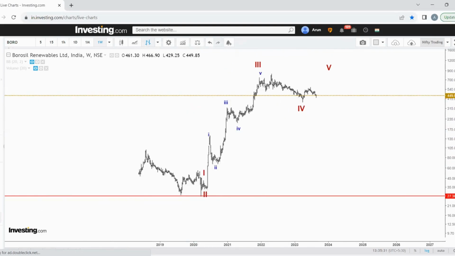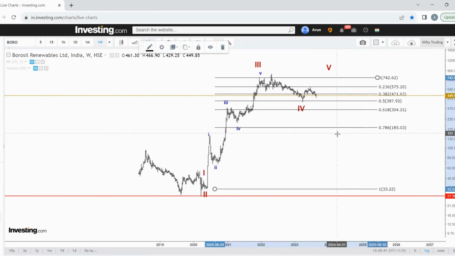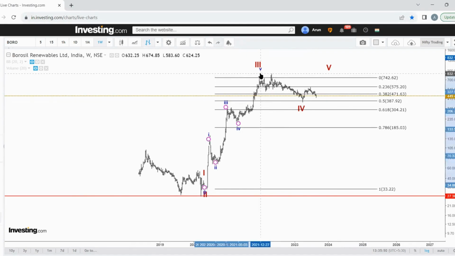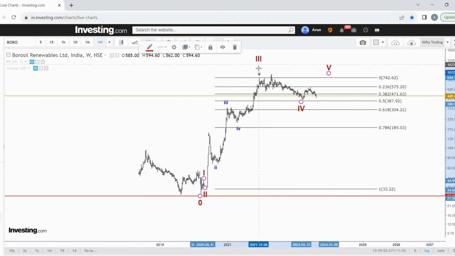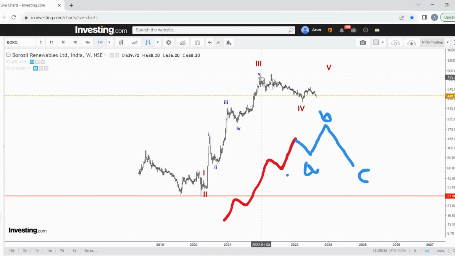Check it with fib numbers. If this is wave 2 low, fourth wave, 50%, exactly 50% the retracement done. I take this as the wave top of wave 5. Okay, that is 5 of 3, and possibly this can be an irregular flat A, B and C.